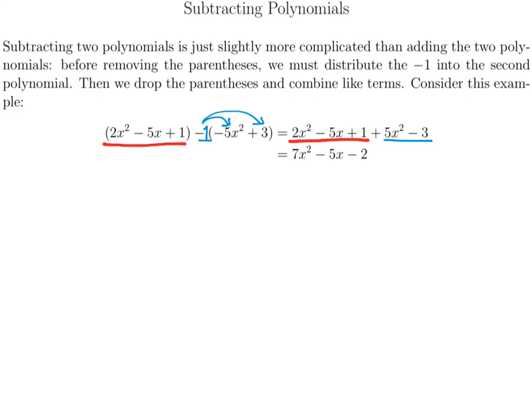2x squared and 5x squared is 7x squared. Negative 5x has no friends, so it stays as negative 5x. 1 and negative 3 make negative 2.